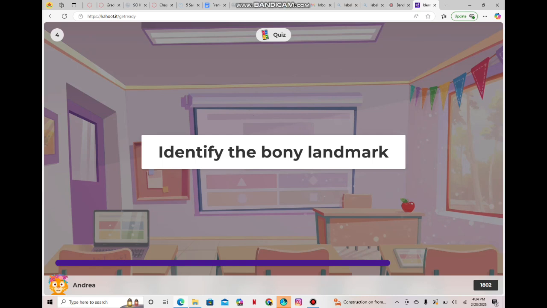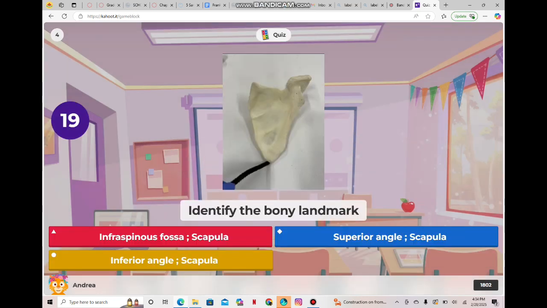Identify the bony landmark. These are angles. There are only two angles. And since this one is down, this one is up, it would only make sense that this is the inferior angle of the scapula.